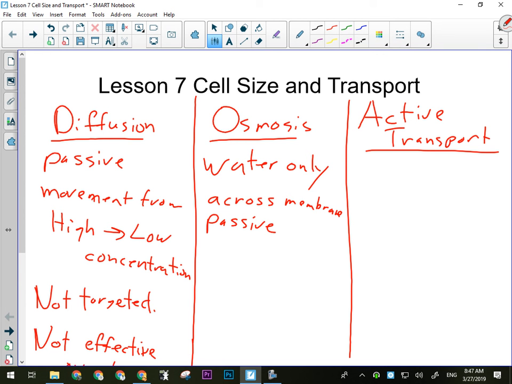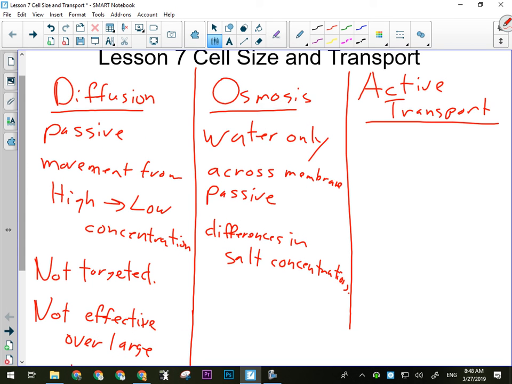Okay, and the reason the water moves is because of differences in salt concentrations. It moves to balance the salt. The salt can't move across the membrane, but the water can. So it'll move from the area where there's very little salt to the area where there is more salt. That could result in a cell shriveling up or exploding, depending on the situation.